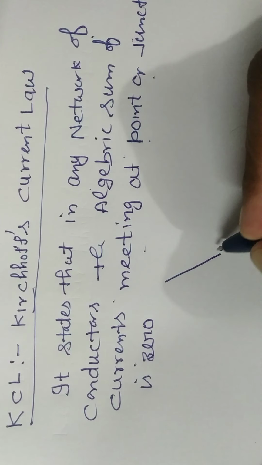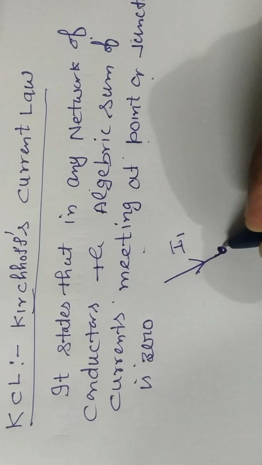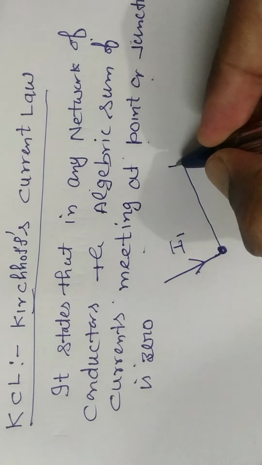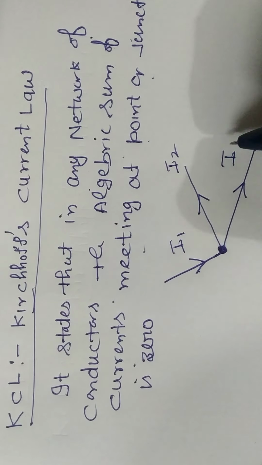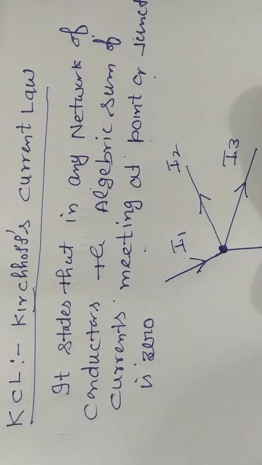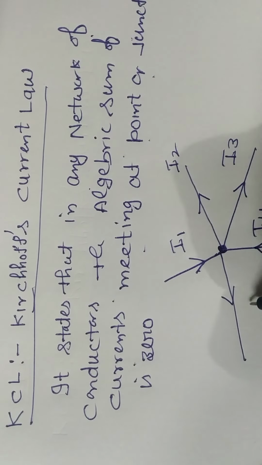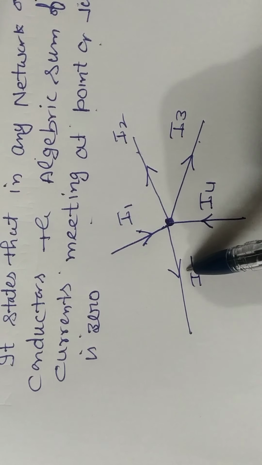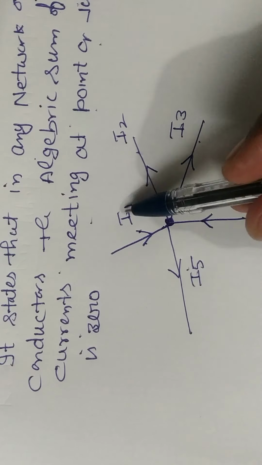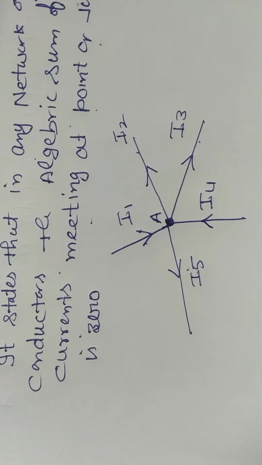Here incoming current I1, outgoing current I2, the outgoing current I3, incoming current I4, outgoing current I5. Incoming current is taken as positive and outgoing current is taken as negative. So we will apply Kirchhoff's law at this point A.